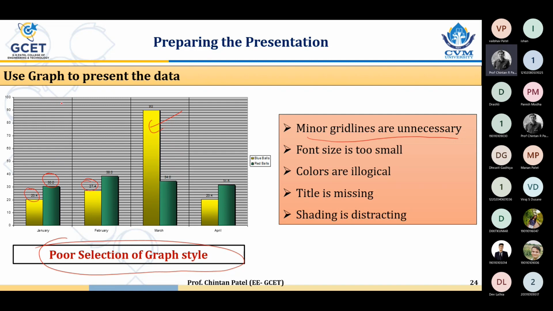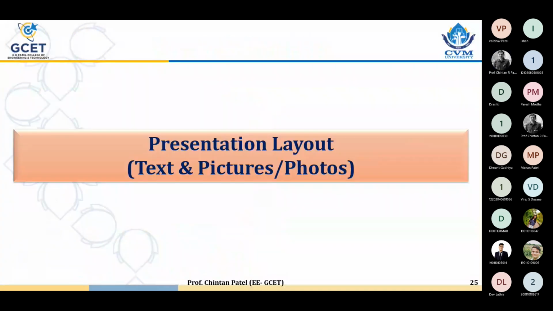Title is missing. You can see here there isn't any title. And shading is distracting. In this bar chart or bar graph, there is shading, and shading is not required at all. So whenever you use a graph, please make it as simple as possible and avoid all these mistakes. At the end of the session, I will share this presentation with you. So just go through it once again.